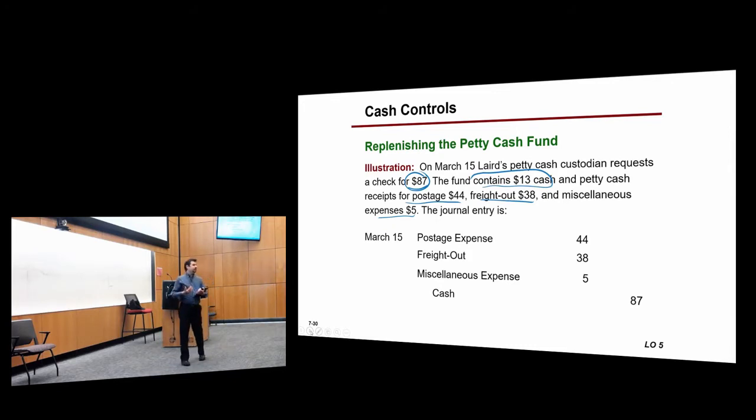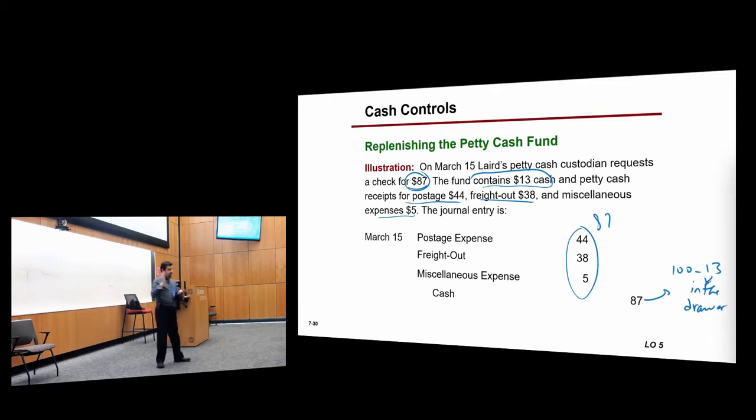You debit the expenses where you use the money from the petty cash fund. In this case, it's postage expense, straight out, and miscellaneous expenses. The total is 87. This 87 here is 100 minus the 13, which are in the drawer. It doesn't really have to be a drawer. I'm just making it simple. This is whatever you have.